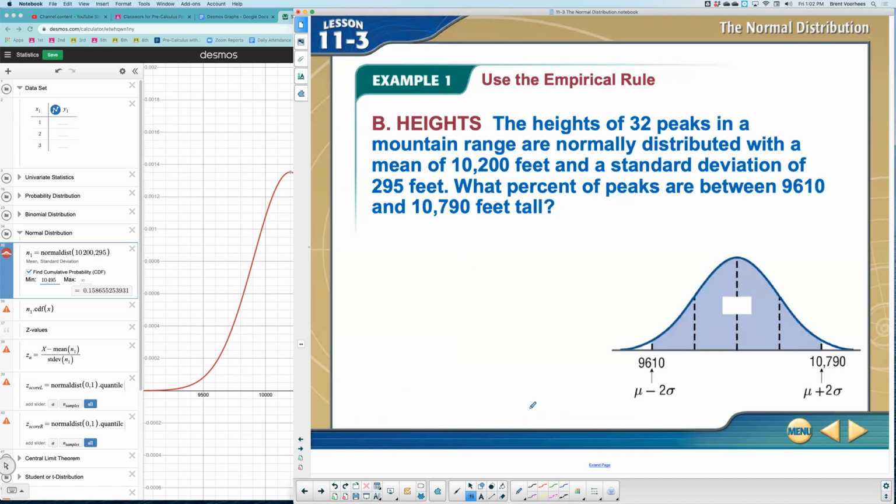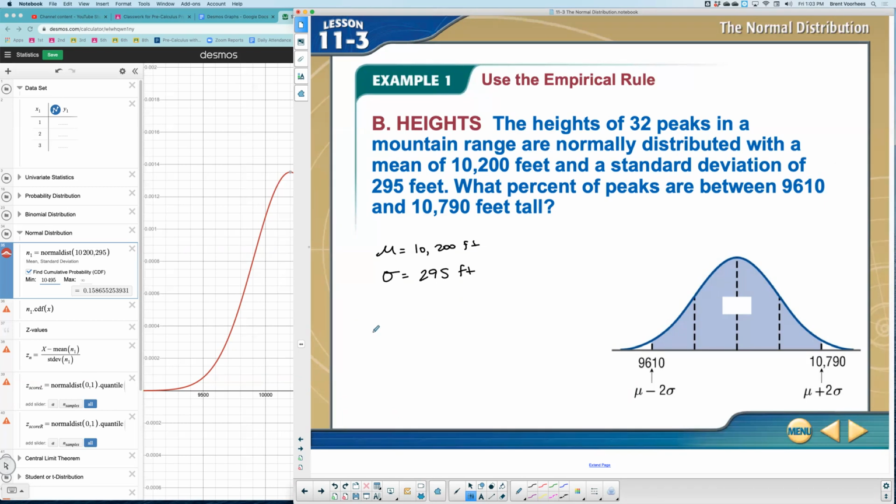All right, let's try part B here. It says the heights of 32 peaks, the same situation. This time, what percent of peaks are between 9,610 feet and 10,790 feet? So again, let's think through the math here. They told us the mean, the average value, is 10,200 feet. And we know that one standard deviation is 295 feet. So this looks like from the picture, it's 2 standard deviations.